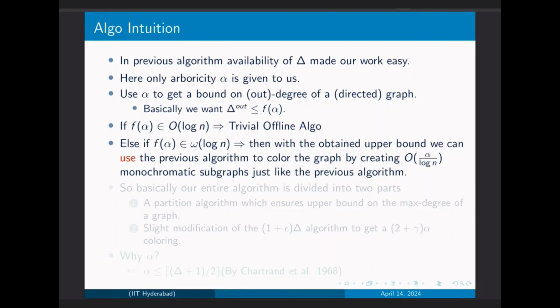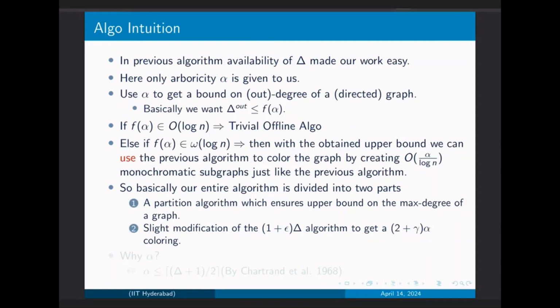In this case, just like the previous one, our algorithm will almost use the previous algorithm, but instead of creating epsilon delta by 2c log n monochromatic subgraphs as we saw earlier, we'll be creating some order of alpha log n monochromatic subgraphs, which will actually give us the bound which we wanted. So you can notice that our algorithm can be partitioned into two parts.